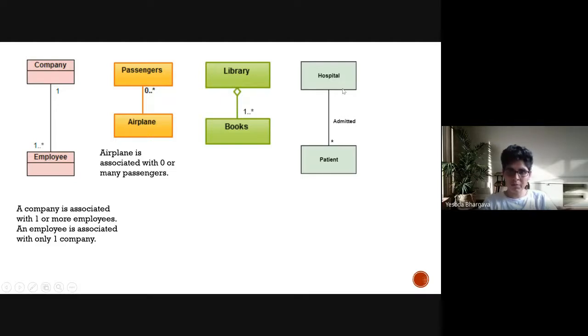Similarly, in a hospital, multiple patients can be admitted. Normally, such words like admitted or the nature of the relationship are not really written. So if it's written, then you do not say associated. You just say that a hospital can admit many patients.